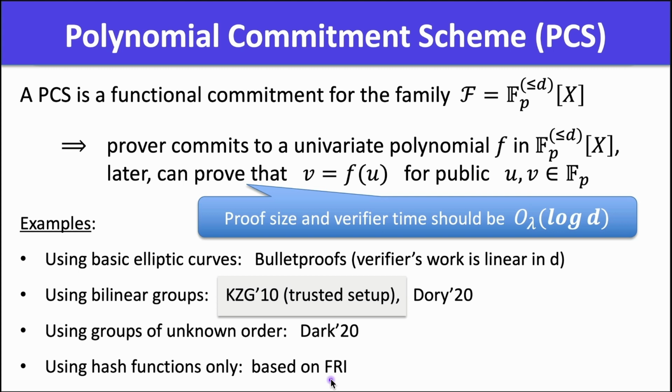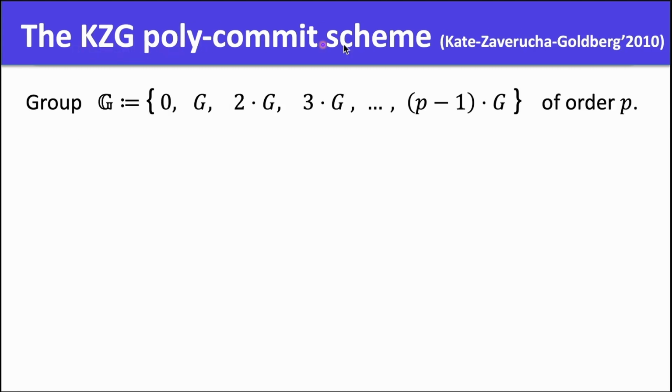So let's see how KZG works. The KZG system is due to Kate, Zaverucha, and Goldberg back in 2010. This is why it's called KZG, named after the authors. And it operates in a cyclic group of prime order p.